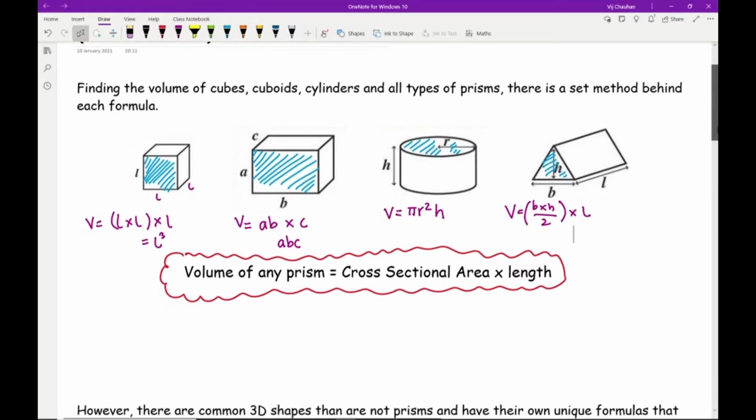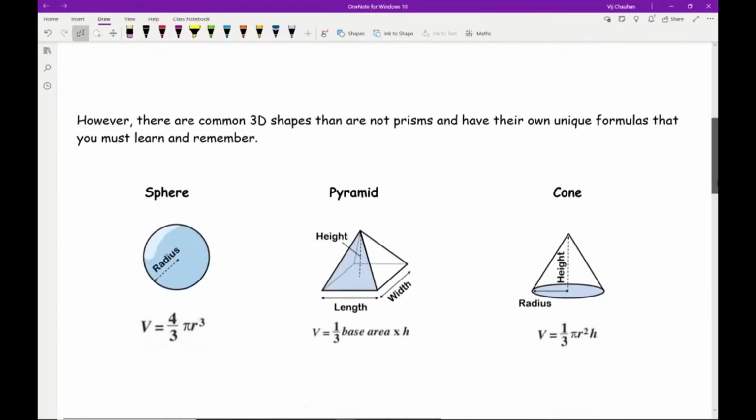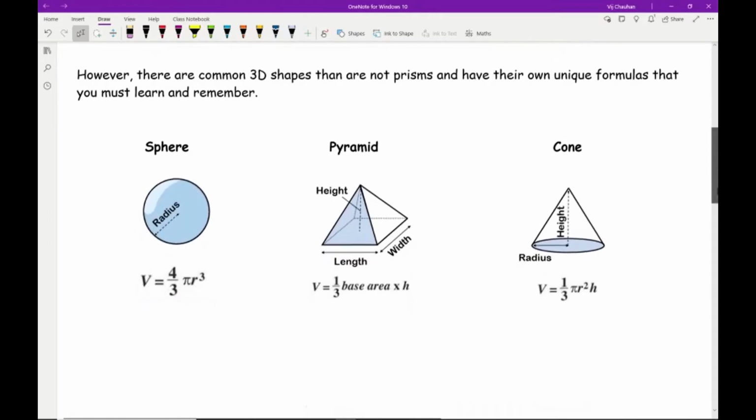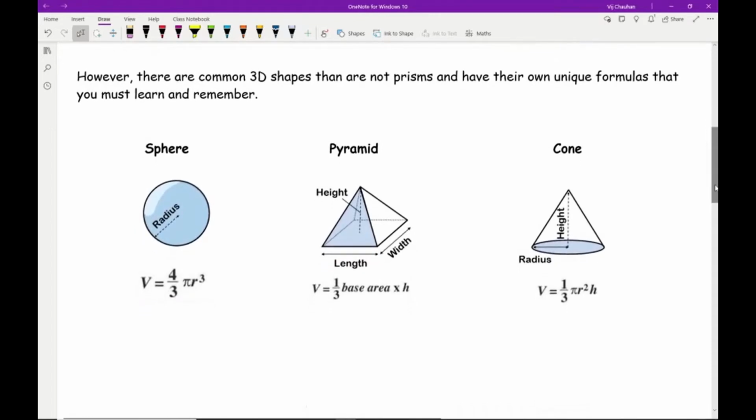So let's have a look at the next step. However, there are some common 3D shapes that aren't prisms and that have their own unique formulas that you must learn and remember. So the first one is a sphere, and here the formula is V equals 4/3 times pi r cubed. A pyramid, so this could be a square-based pyramid or a triangular-based pyramid or a hexagonal pyramid, but basically the general formula is V equals 1/3 base area, whether the base is a square, a triangle or whatever, times the height.